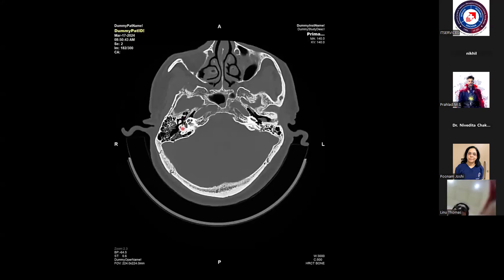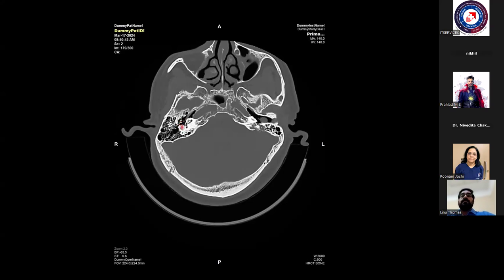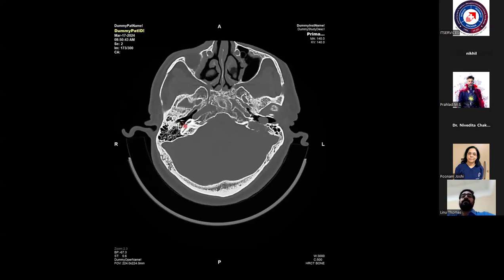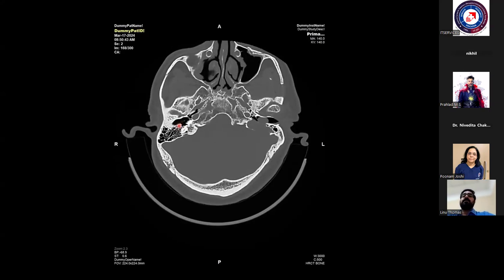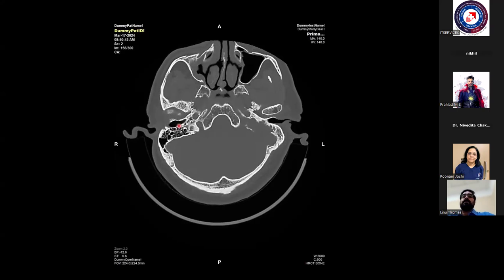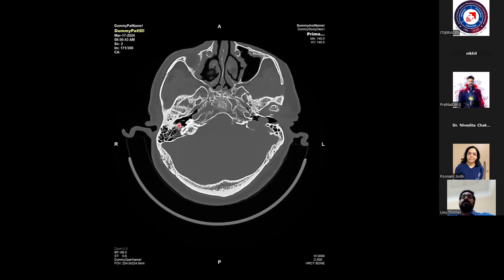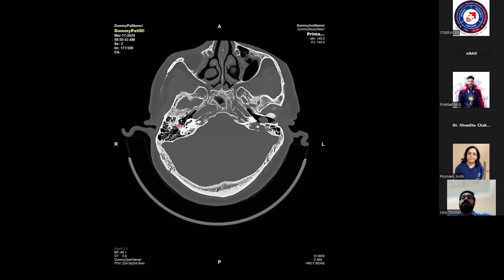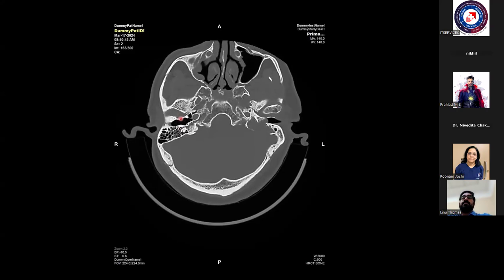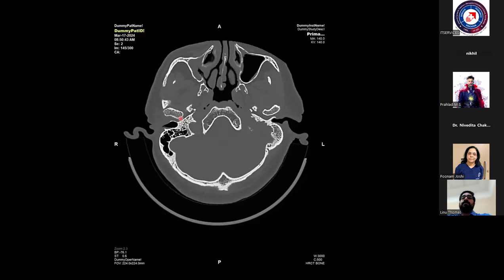Now as I go below, what I can see, this is the short process of incus as well as the malleus, and this is the long process of incus and a tiny dot-like structure which is a stapes. The handle of malleus, now the tympanic membrane over here is not shown on the CT scan. Sometimes it is not seen. So the one which is going laterally and attaching to the tympanic membrane, this anteriorly located structure is the malleus. This is the malleus handle which attaches to the tympanic membrane. So clear about the structures, or do you want me to repeat it?